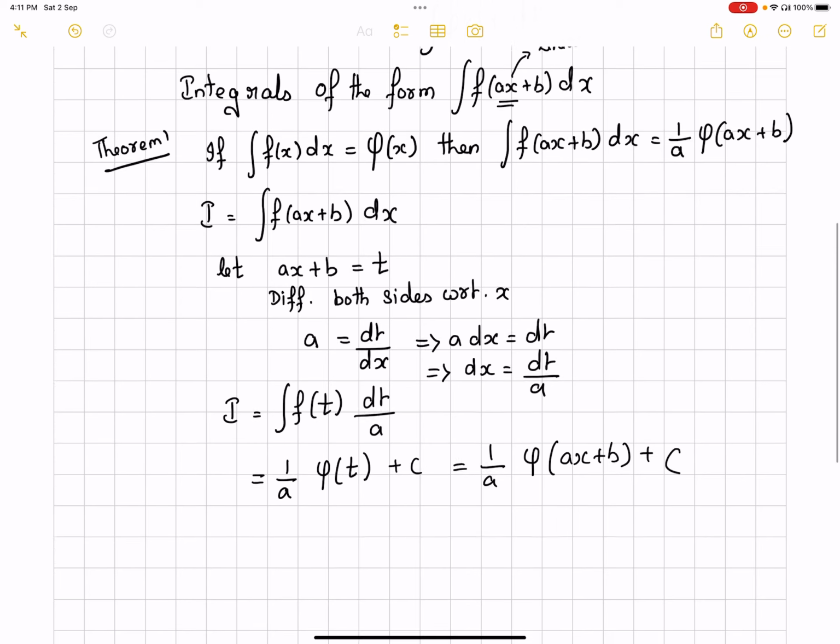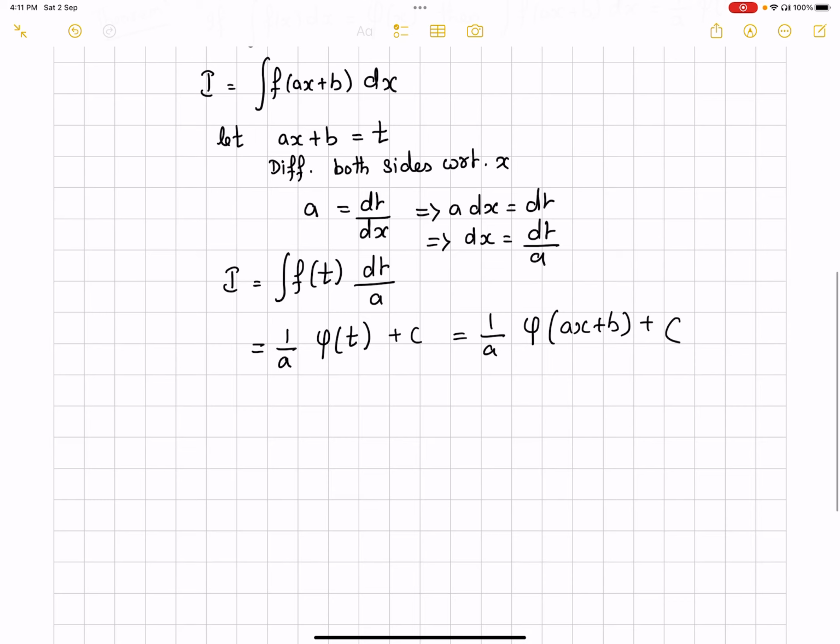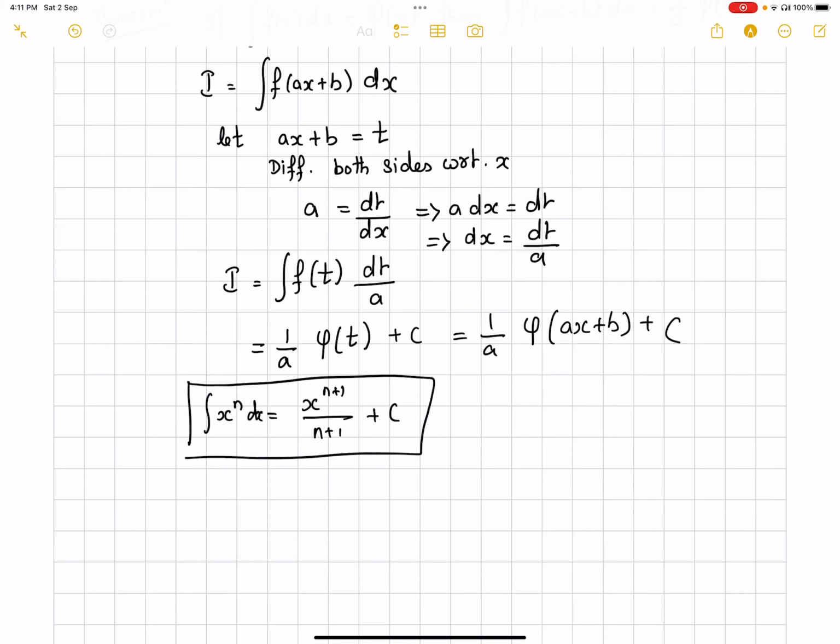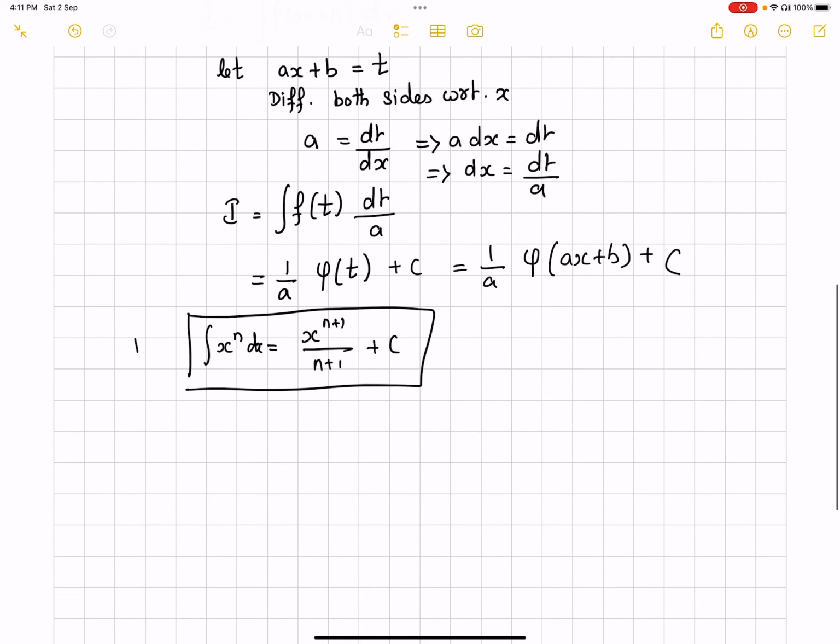Now let me prove the second one. The formula which you guys are aware about: integral x to the power n dx is equal to x to the power n plus 1 divided by n plus 1 plus c. You know about this formula. But I would be proving this one when I have ax plus b whole to the power n. So let me make it theorem 2 for that one.